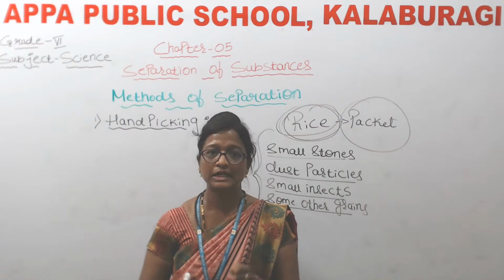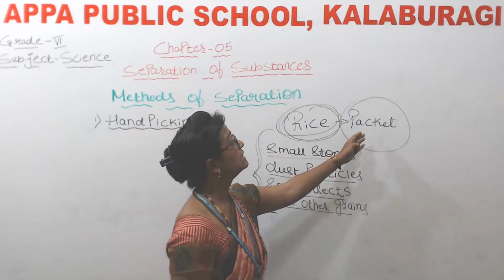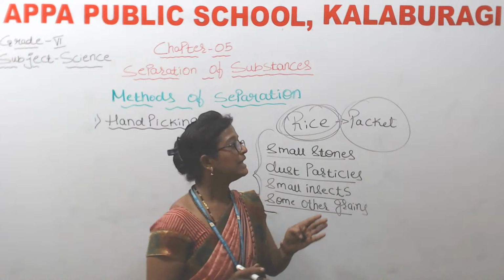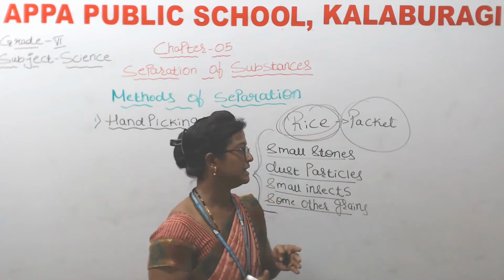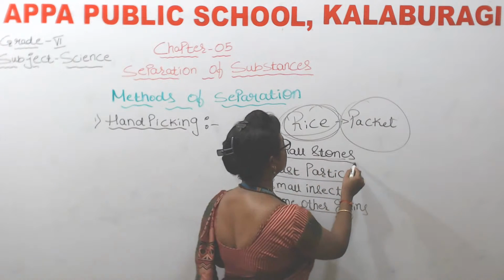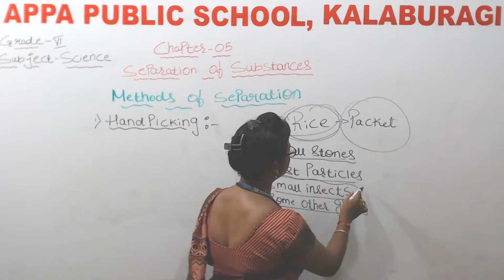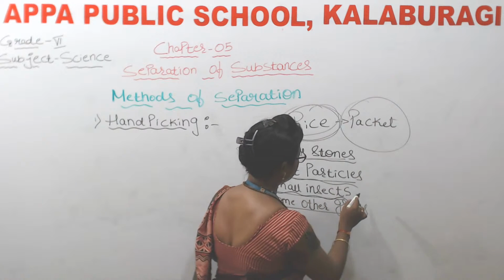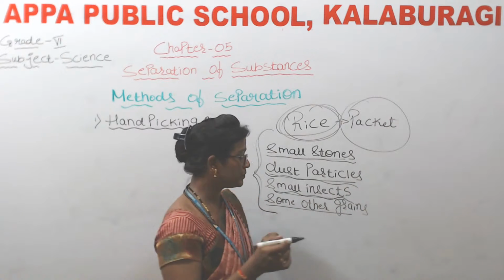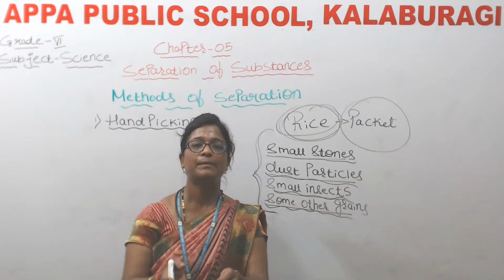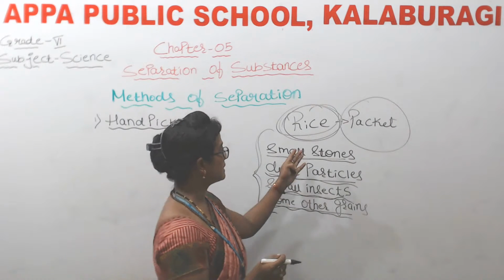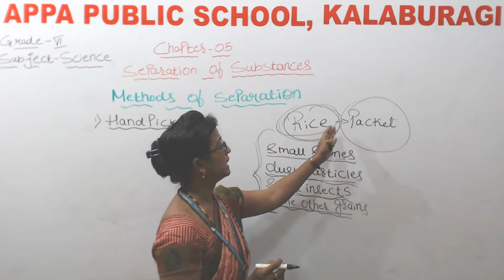We bring it from the market at a time. So I'm talking about that packet. In that packet, these impurities may be present: small stones, dust particles, even sometimes small insects, and sometimes some other grains may also be added in that packet of rice.